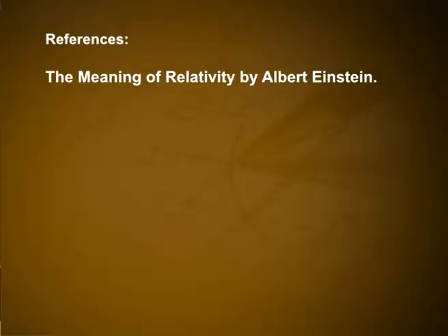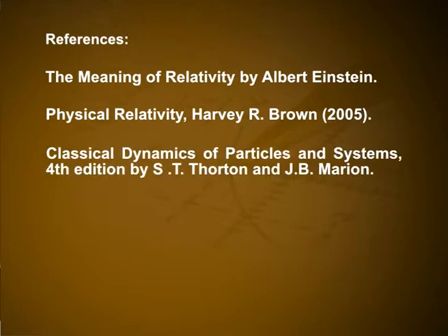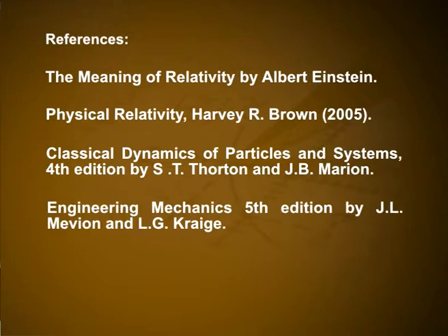You may go through these books for reference. First one, The Meaning of Relativity by Albert Einstein. Second one, Physical Relativity by Harvey R. Brown, 2005. Third one, Classical Dynamics of Particles and Systems, 4th edition by S.T. Thornton and J.B. Marion. Fourth one, Engineering Mechanics, 5th edition by J.L. Marion and L.G. Craig.